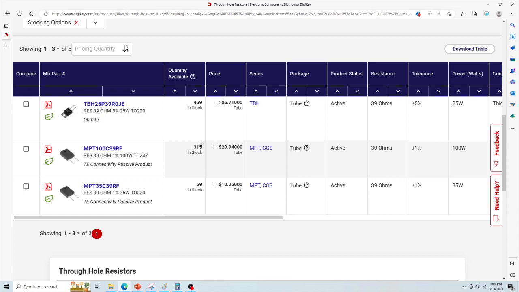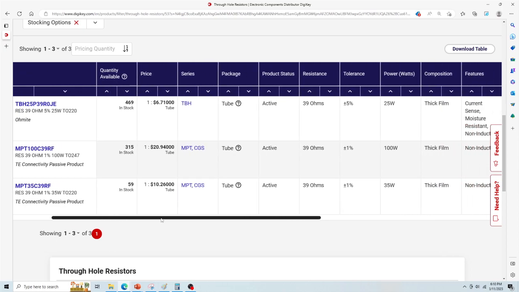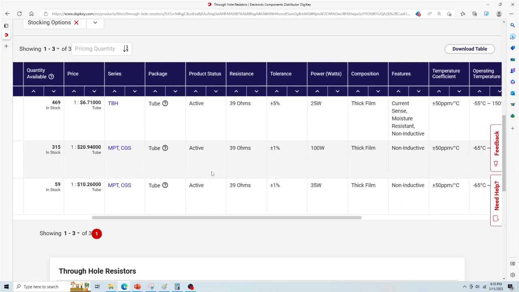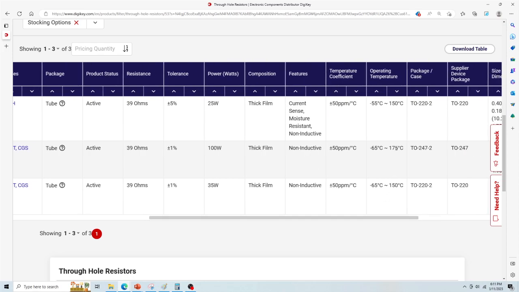All right, so we have the options here. These are all 39 ohm, which is perfectly fine. And we have this Ohmite one. Okay, I'm not too worried about this. This is 20. The other ones have higher wattage, which is nice. They're all non-inductive, which is good. These are moisture resistant, which might be good. And this is intentionally designed as a current sense resistor. That's exactly what we're using it for. And these have slightly better temperature range.